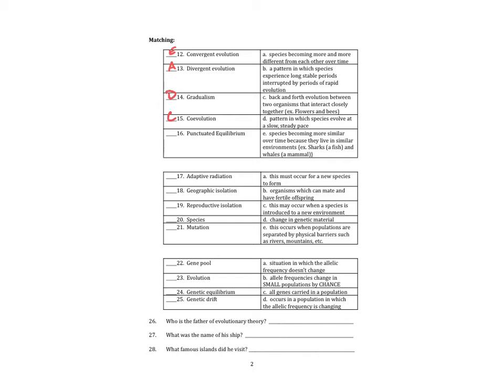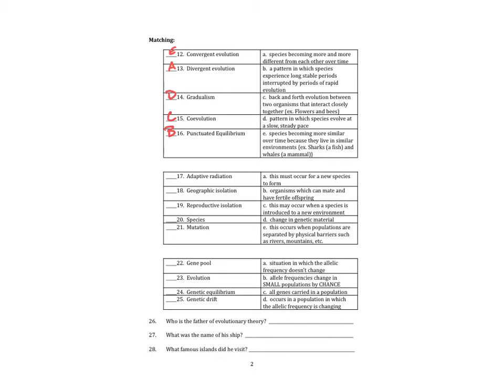And then number 16 is punctuated equilibrium. That's letter B. That's a pattern in which species experience long, stable periods interrupted by periods of rapid evolution. So both gradualism and punctuated equilibrium are ways that evolution can progress, and it kind of depends on how rapidly the environment is changing.